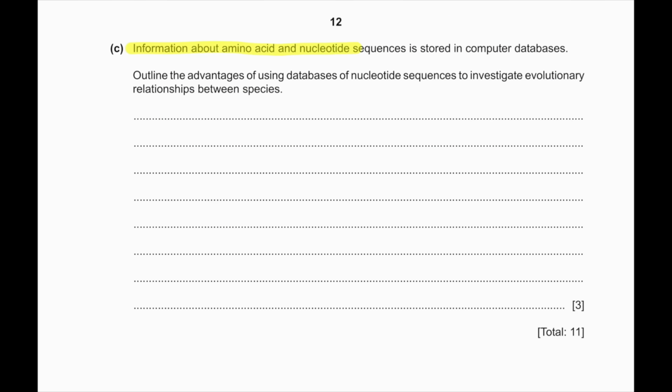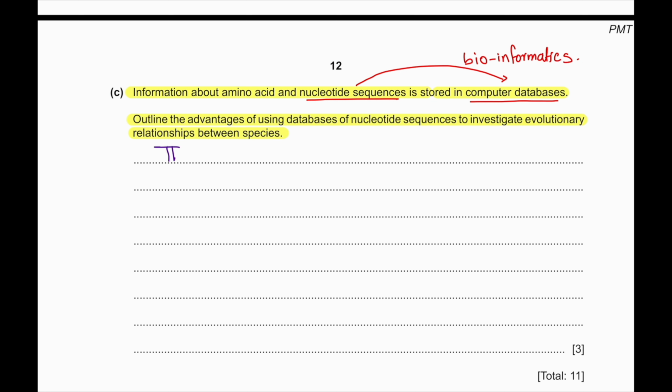Information about the amino acids and nucleotide sequence is stored in computer databases. Outline the advantage of using databases of nucleotide sequence to investigate evolutionary relationship between species. So, storing nucleotide sequence in computer databases is known as bioinformatics. So the answer can be written in this way.